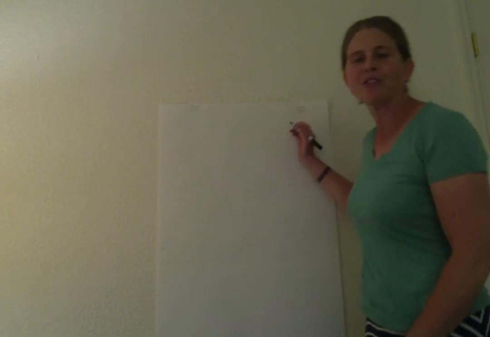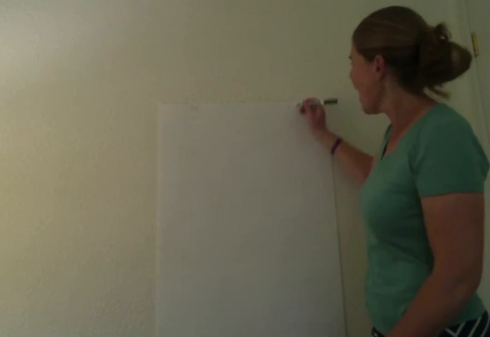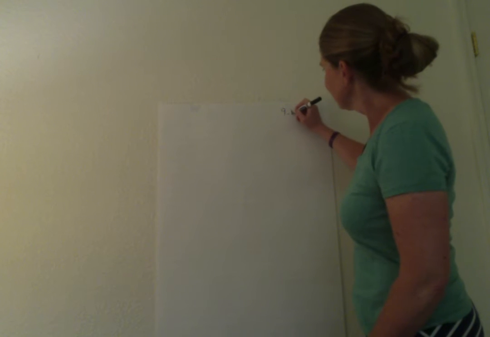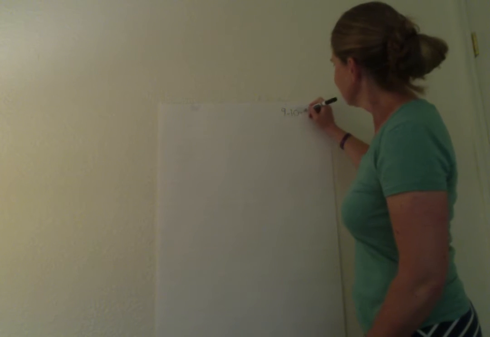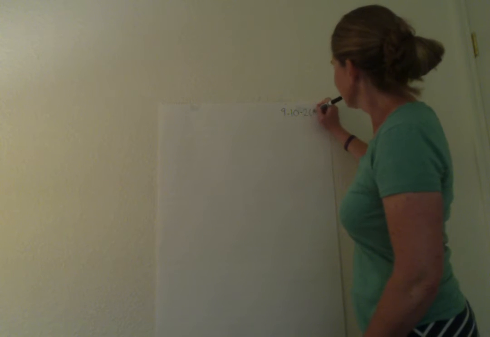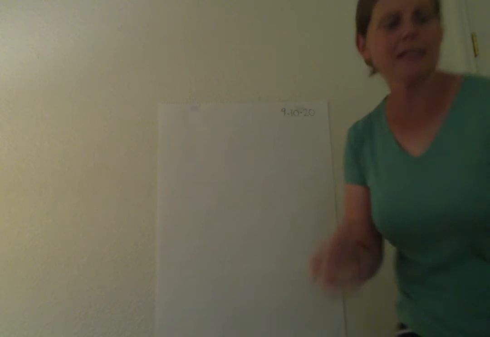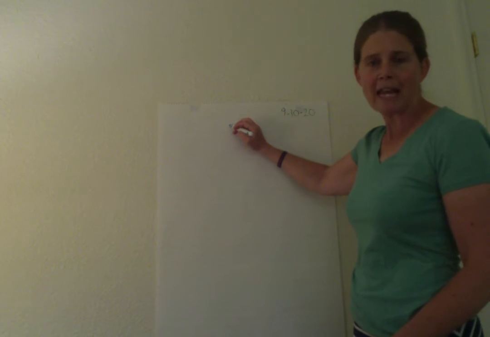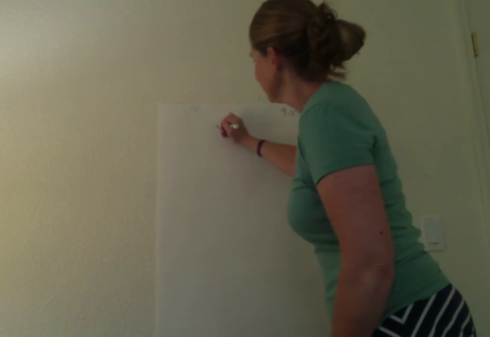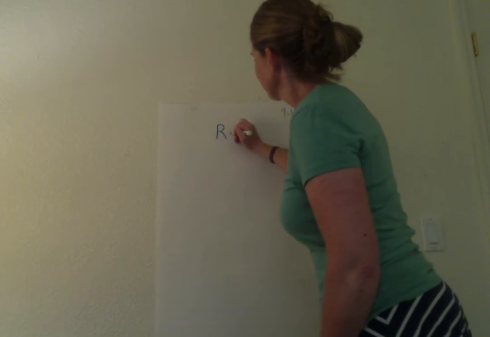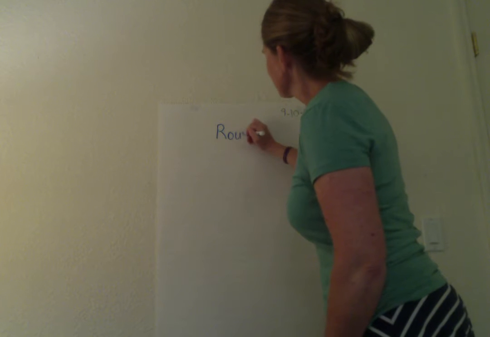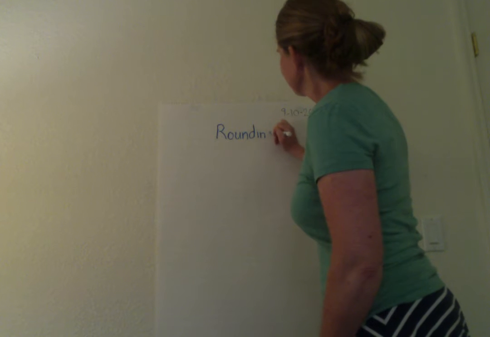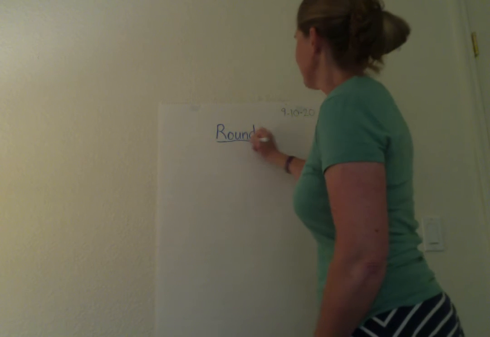All right, I'm going to start. I'm on my next journal page. I'm going to start by writing the date. Today is 9-10-20. This pen is not terribly great. I'm going to choose a new color. I'm going to put my title. My title for today is rounding. Go ahead and write that. And I will underline my title.